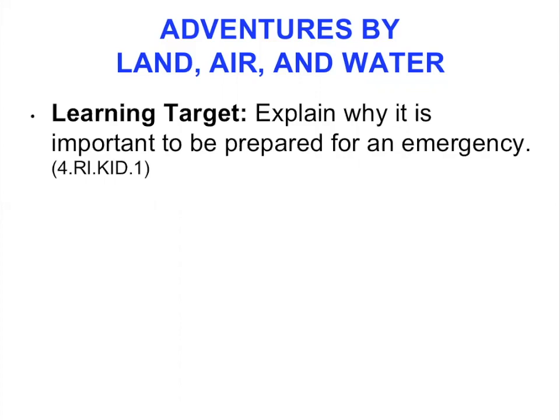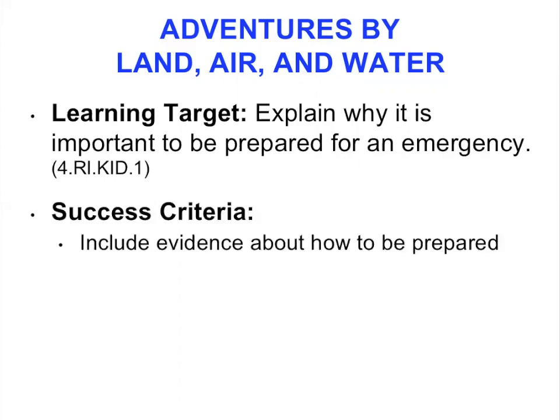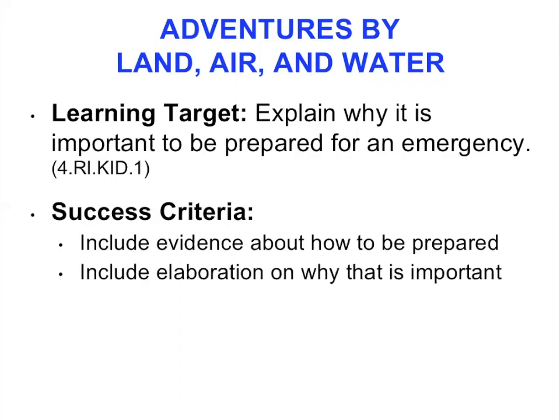So here's the success criteria for the lesson. We want to include evidence about how to be prepared. We will gather this through annotating the text as we read. We want to include elaboration on why that is important. Be sure you are verbalizing your answers as we work together. This will help you be able to explain your answer at the end of the lesson.